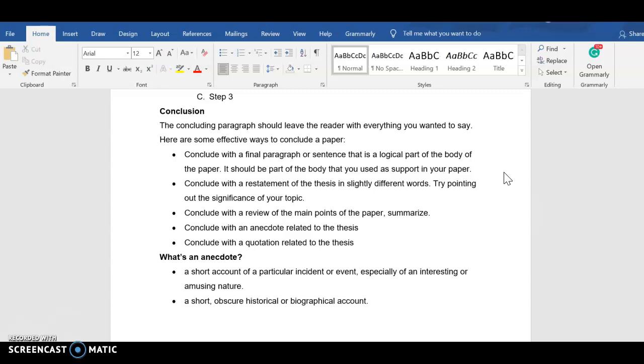In case you're not aware or don't remember what an anecdote is, the two definitions: a short account of a particular incident or event, especially of an interesting or amusing nature, or a short, obscure historical or biographical account. So hopefully this will help you then with breaking down that introduction, conclusion, how we divide them up, and we'll try this all throughout the semester.